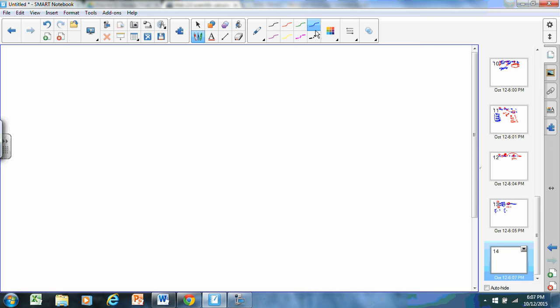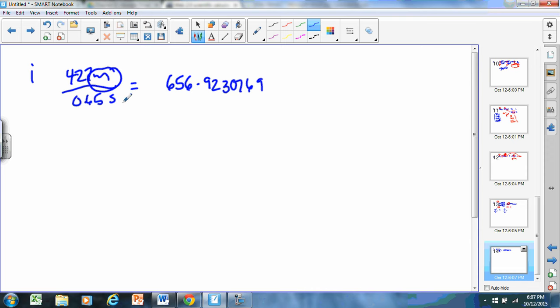All right, moving right along. We're getting there. We're almost done. This is I. We have 427 meters divided by 0.65 seconds. When I do my calculator, I get 656.9230769. I got a meter on the top, a second on the bottom. Nothing cancels.